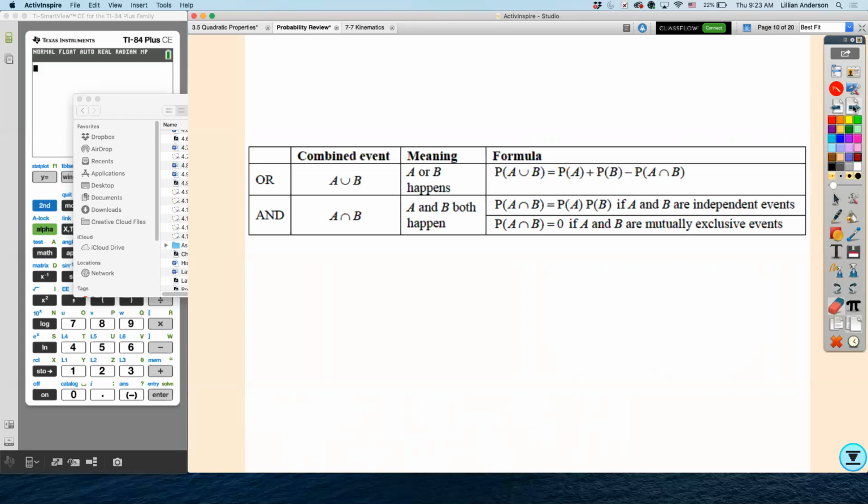The example I gave you guys last year was when you look at a deck of cards and you pick a card, there's no way that you can get a card that's an ace and a king at the same time. So those are mutually exclusive events.